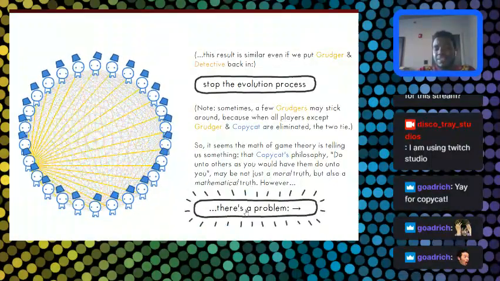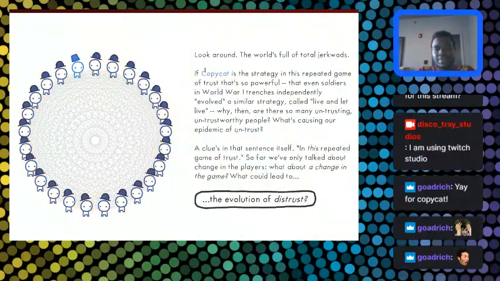Okay, so there's a problem. What is it? Look around. The world is full of untrustworthy people. If copycat is the strategy in the repeated game of trust that's so powerful, and even soldiers in World War One trenches independently evolved a similar strategy called live and let live, why then are there so many untrustworthy people? What's causing our epidemic of distrust? A clue is in that sentence itself.